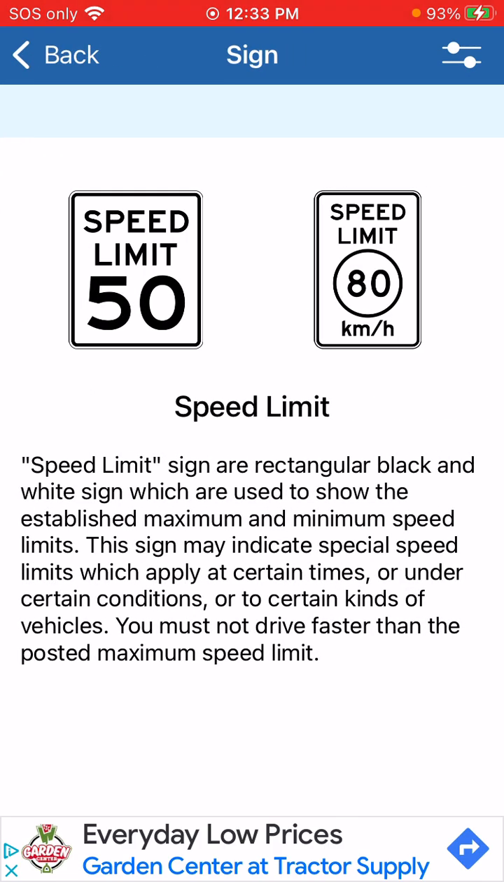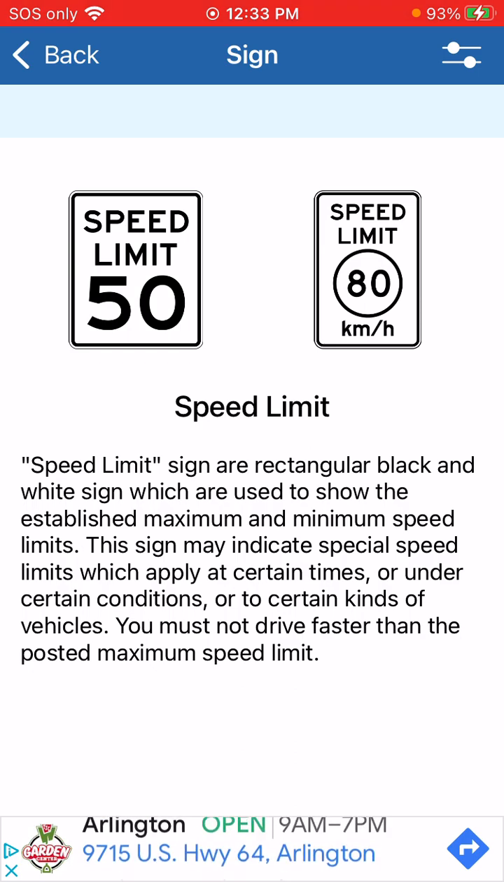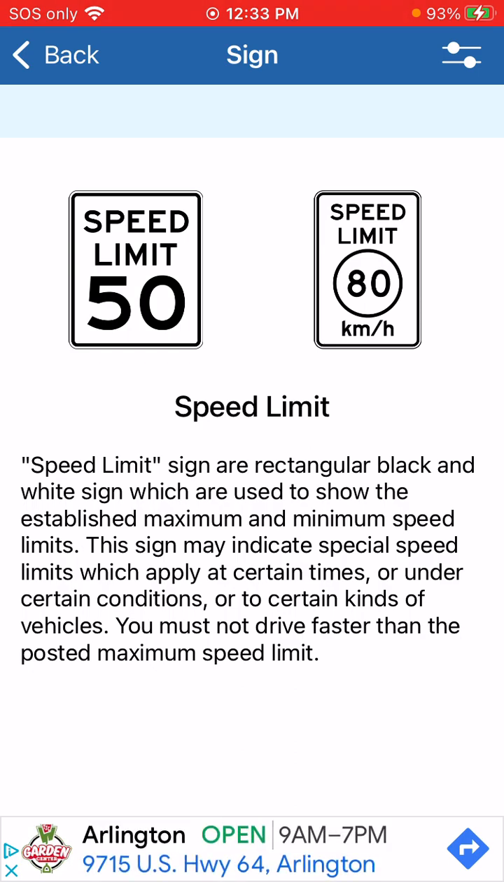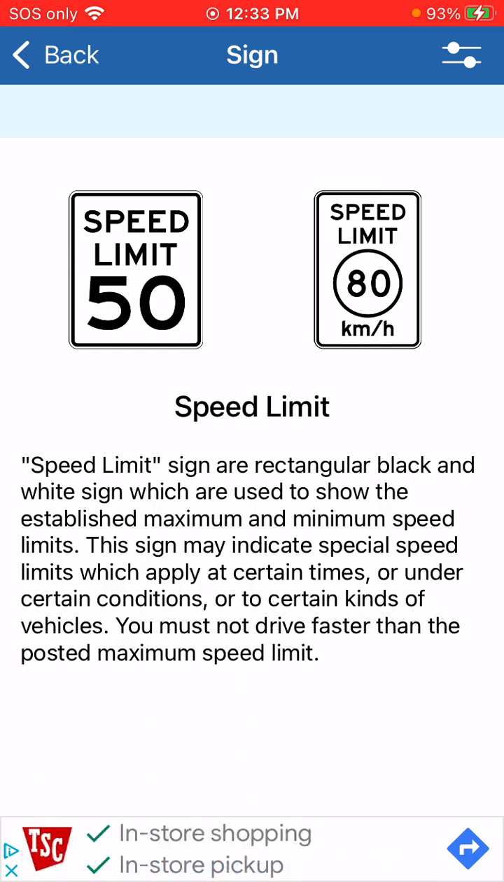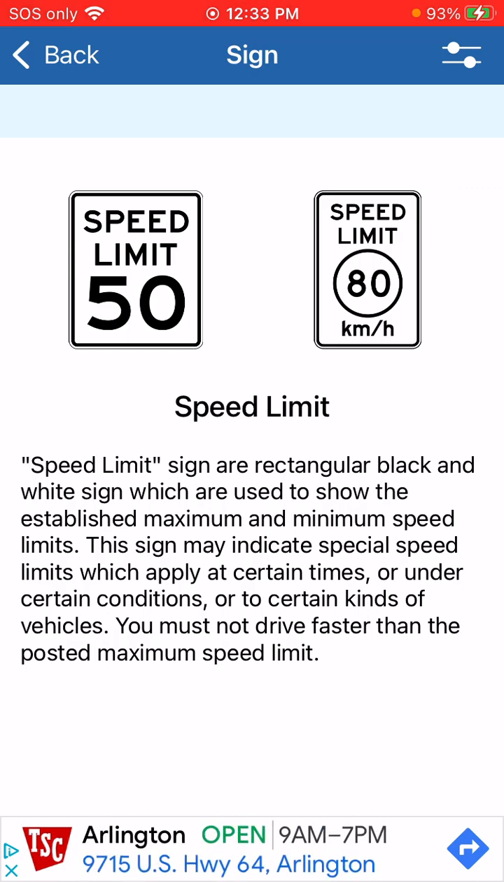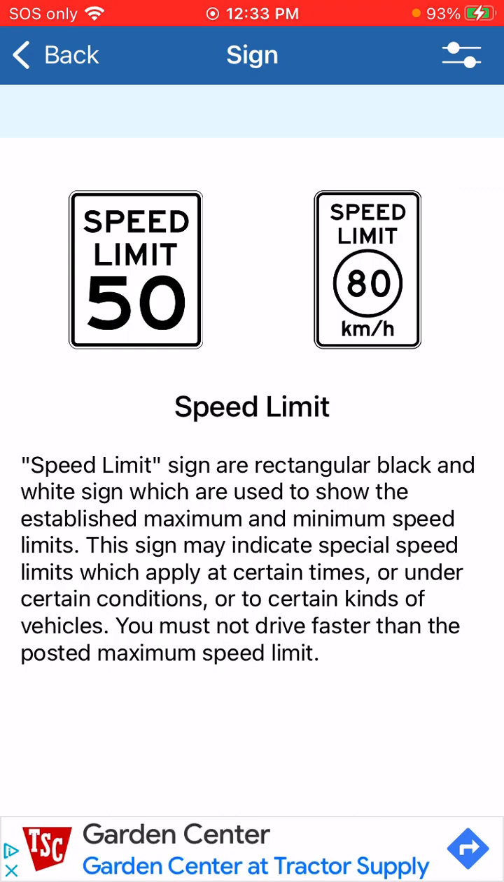Speed limit. Speed limit. Metric. Speed limit signs are rectangular black and white signs which are used to show the established maximum and minimum speed limits. The sign may indicate special speed limits which apply at certain times or under certain conditions or to certain kinds of vehicles. You must not drive faster than the posted maximum speed limit.